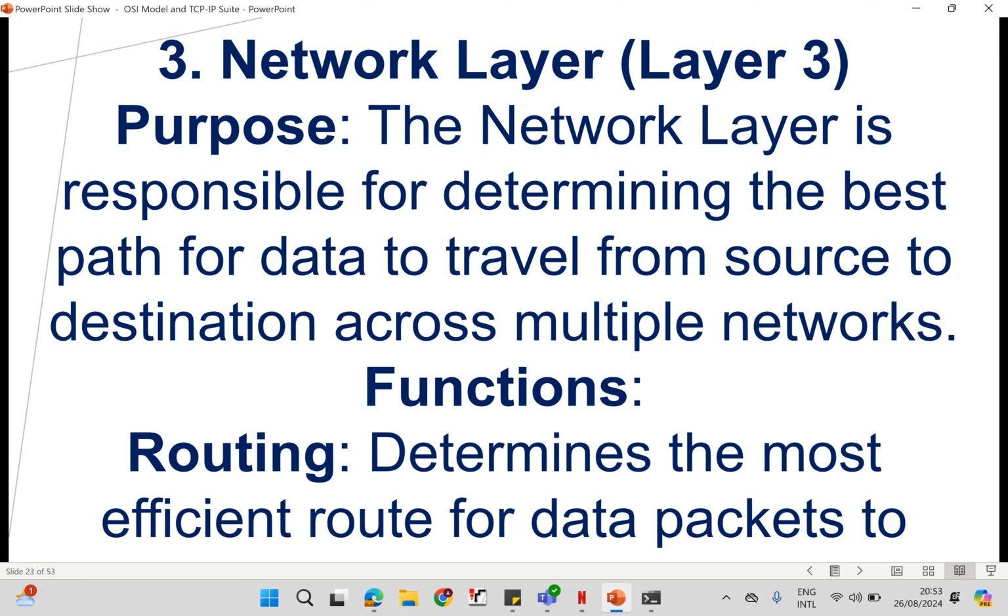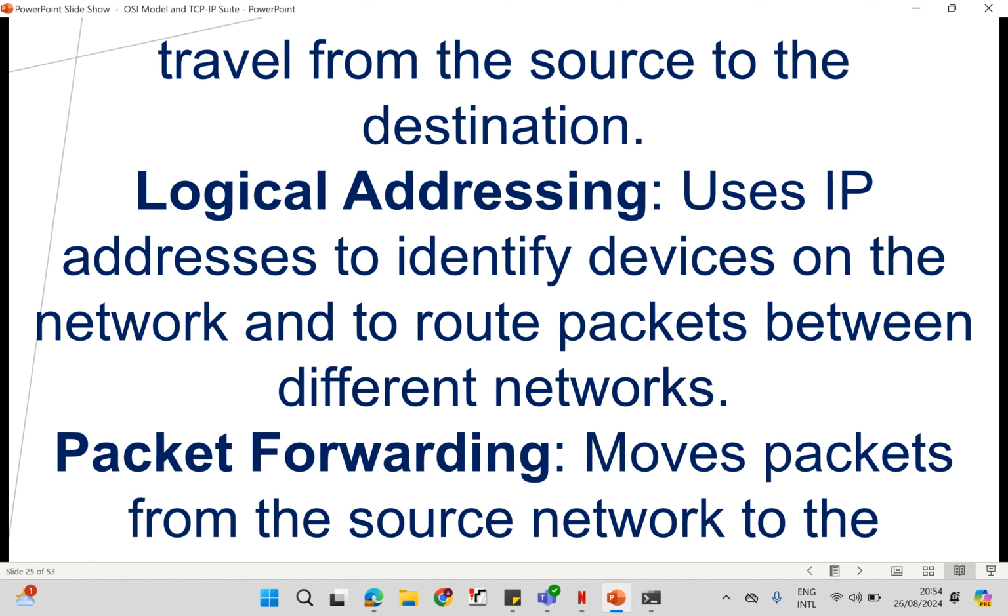Layer 3, which is the network layer. The network layer is responsible for determining the best path for data to travel from source to destination across multiple networks. So at this part is where you see routing, where the router comes into play. So here now, we are talking about IP addressing. It determines the most efficient route for a data packet to travel from the source to the destination.